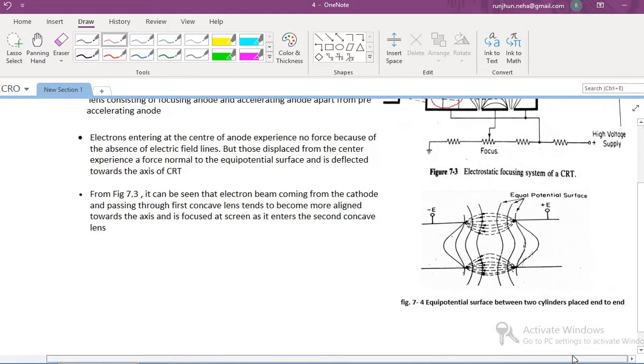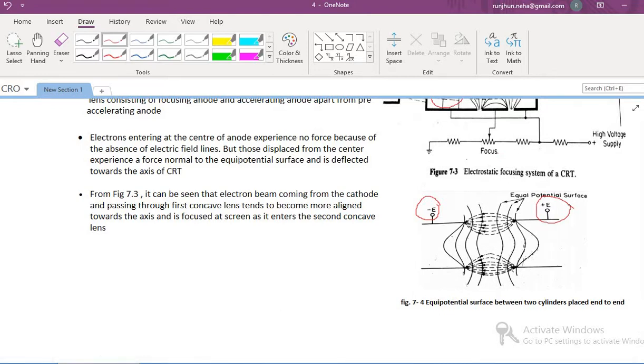7.4, which is basically the equipotential surface between two cylindrical anodes placed end to end. If you look here, the anode at the left side, the left anode, is kept at slightly negative potential with respect to the right anode. Because of the potential difference, an electric field is developed and the direction of the electric field lines is from the positive anode towards the negative anode.